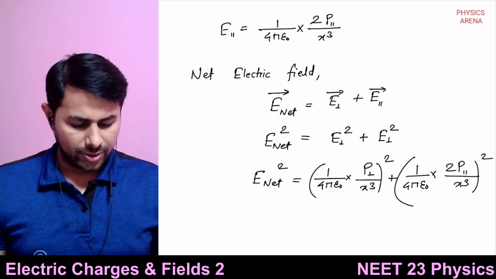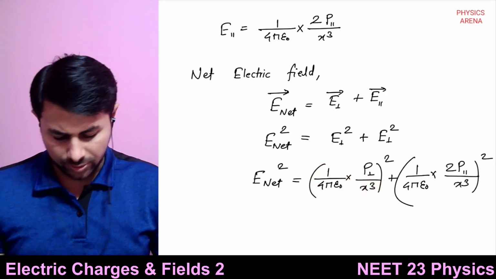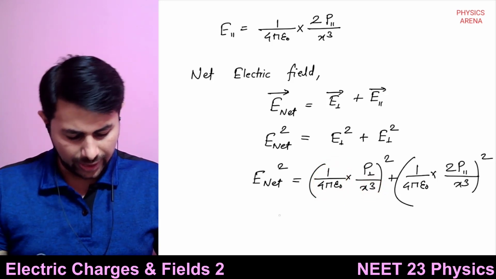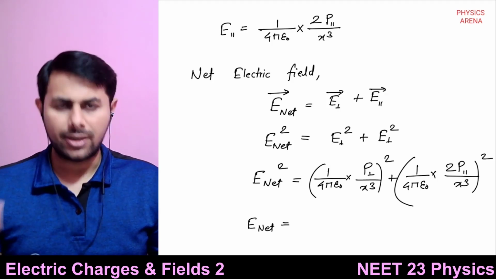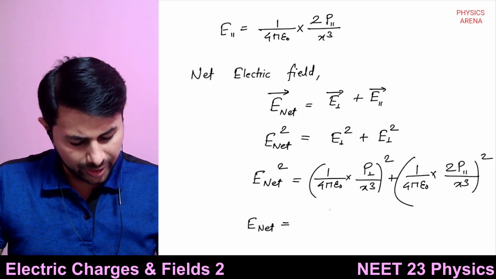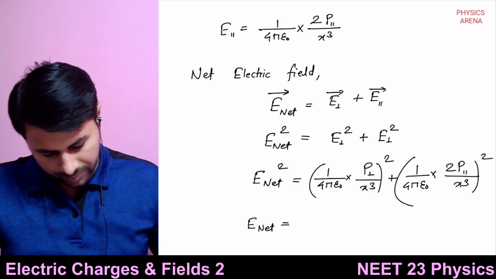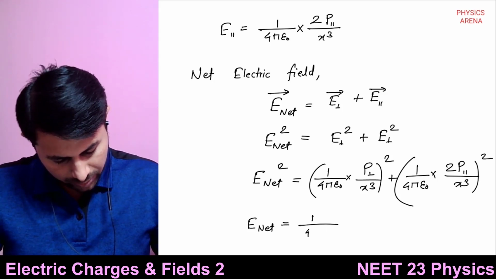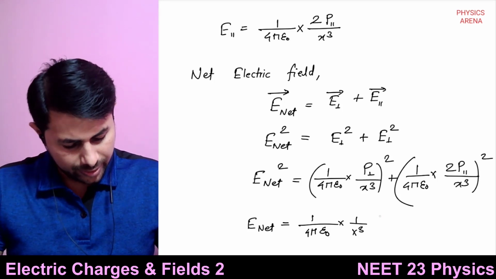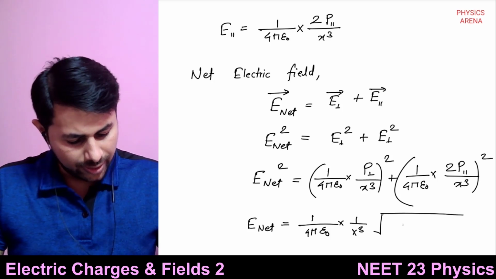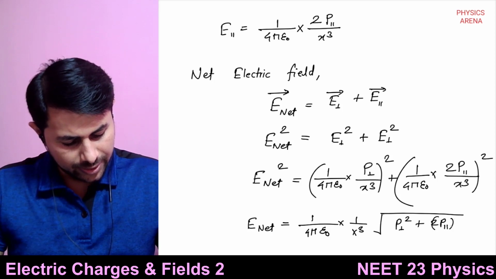This is square. So what I will do is I will take 1 upon 4 pi epsilon naught x cube common from these two. So if I do that and take square root, so I can write E net, the net electric field due to dipole at any point, would be 1 upon 4 pi epsilon naught multiplied by 1 upon x cube, and here we'll have P perpendicular square plus 2 times P parallel square.